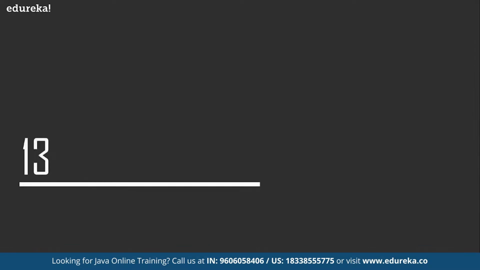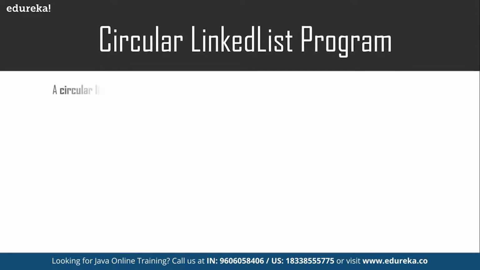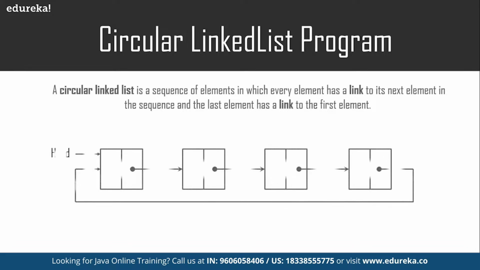Now let's understand one more program, that is circular linked list program. So what is singly and doubly linked list? In case of singly linked list, it is only forward connection. There is no backward, right? So in case of singly linked list, it is like the last node of the first element points to first node of the second element.